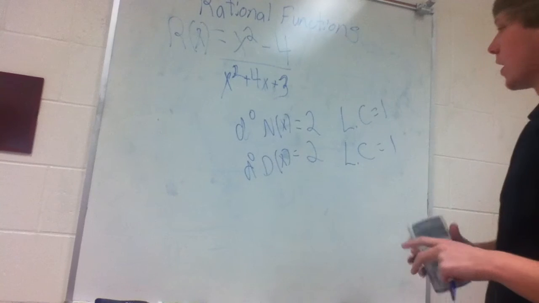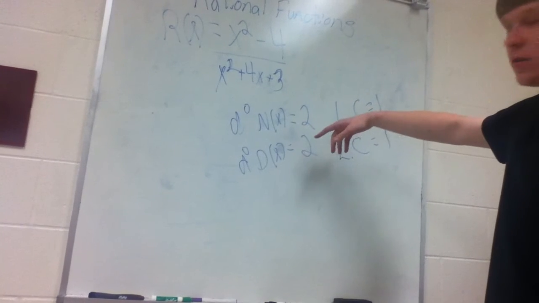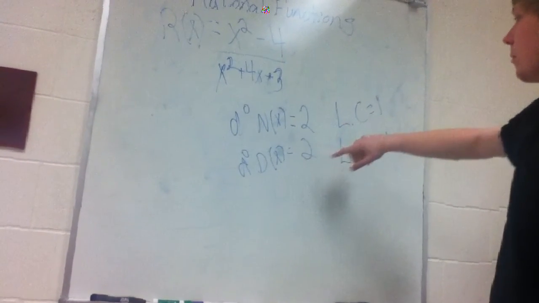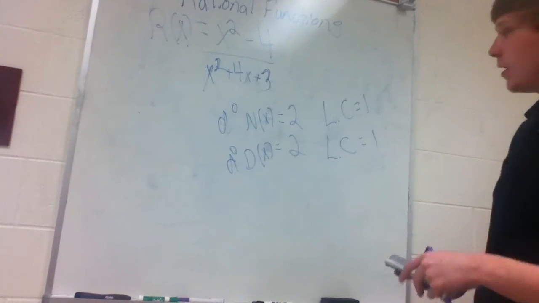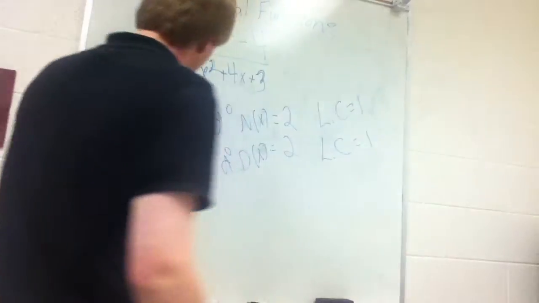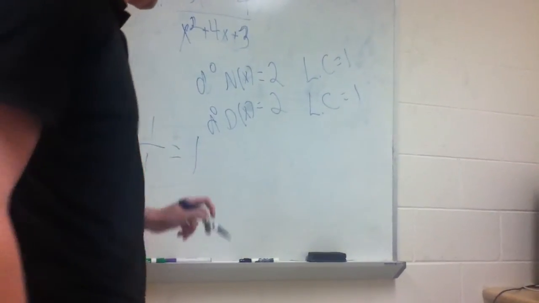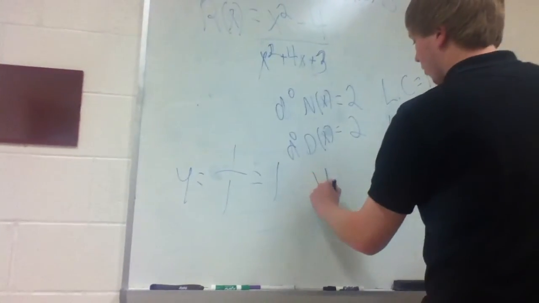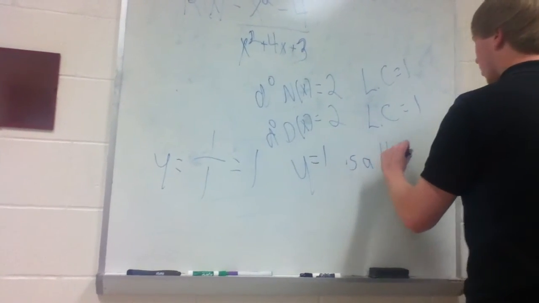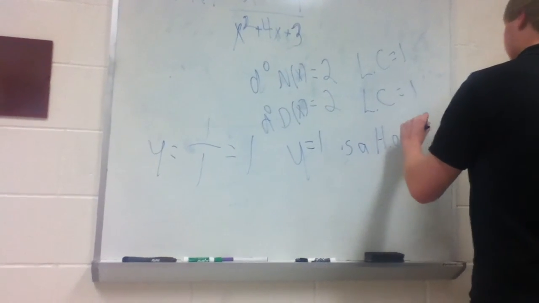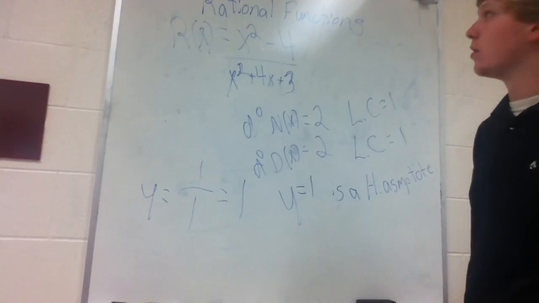So if the degree of the numerator and denominator are equal, you want to divide the leading coefficient of the numerator by the leading coefficient of the denominator. And since these two are equal, it'll be y equals 1 over 1, which equals 1, and it should say y equals 1 is a horizontal asymptote. That's how you find the domain, vertical asymptote, and horizontal asymptote of a rational function.